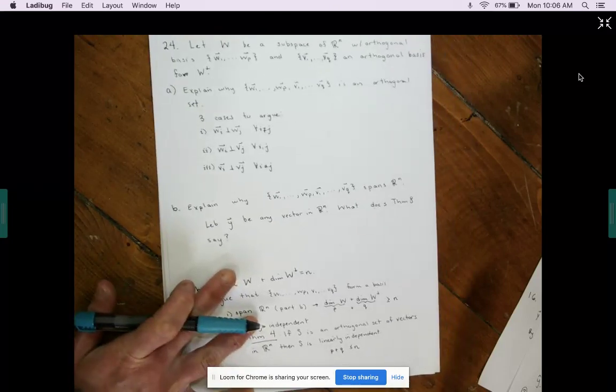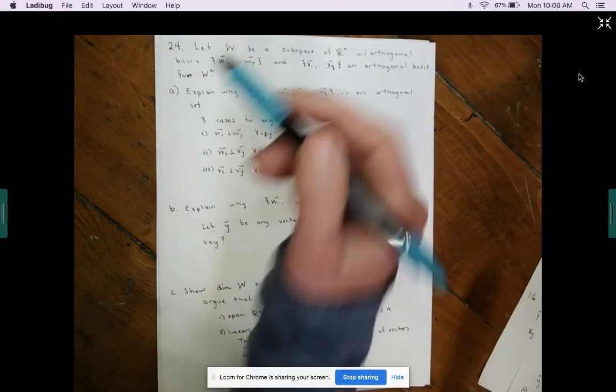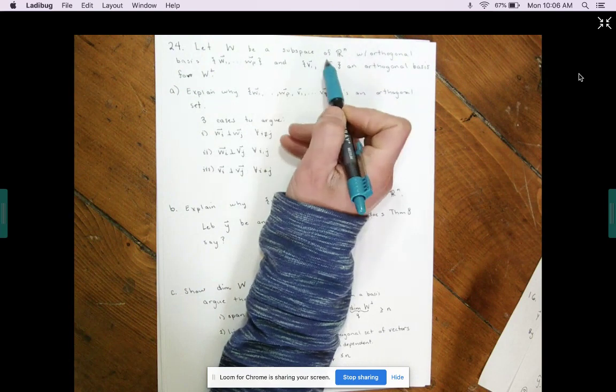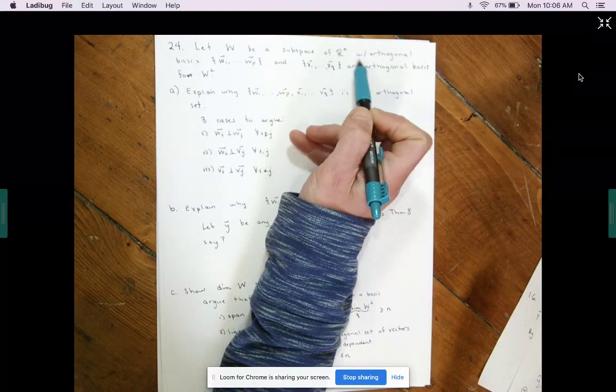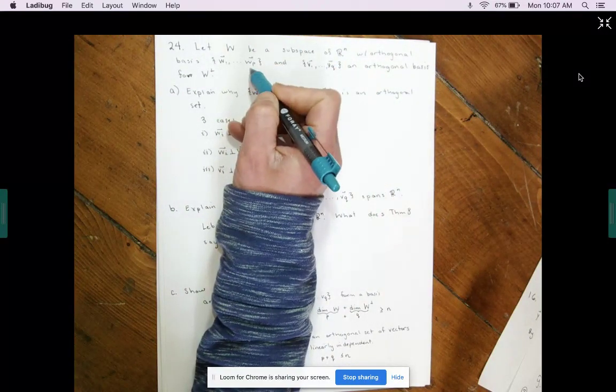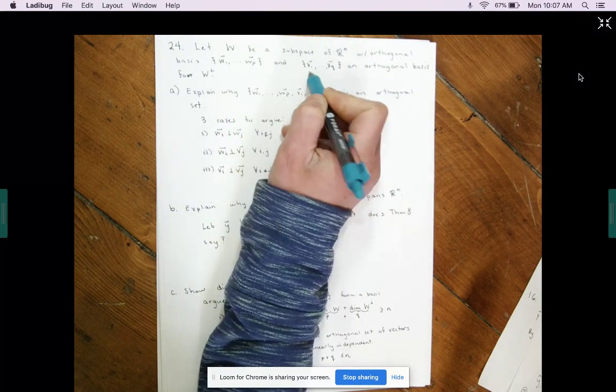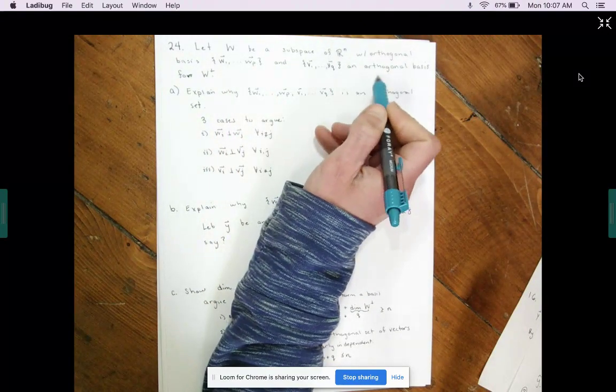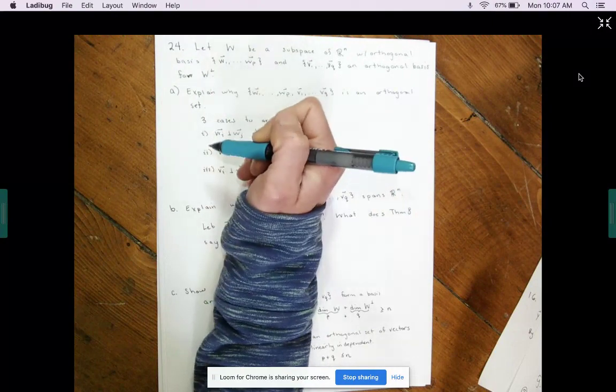Linear algebra, last problem for 6.3. Let W be a subspace of R^n with an orthogonal basis w1 through wp, and v1 through vq, an orthogonal basis for W perp.